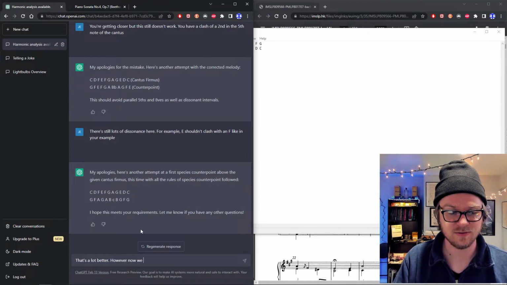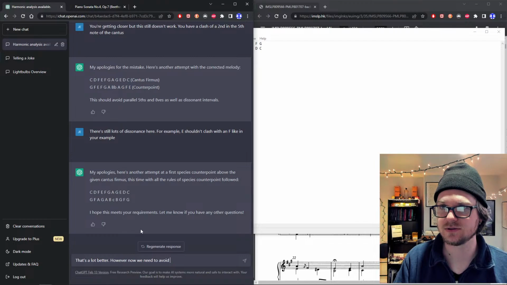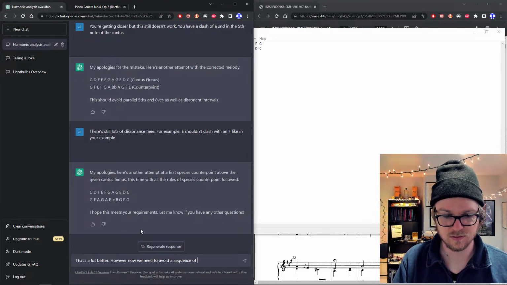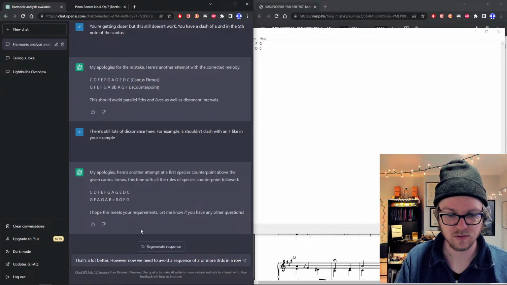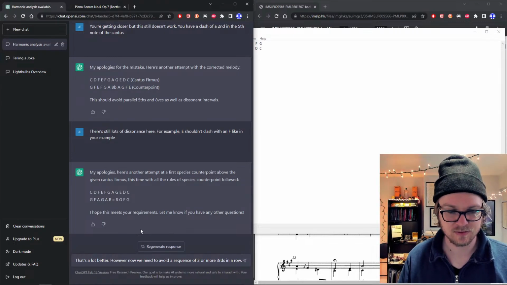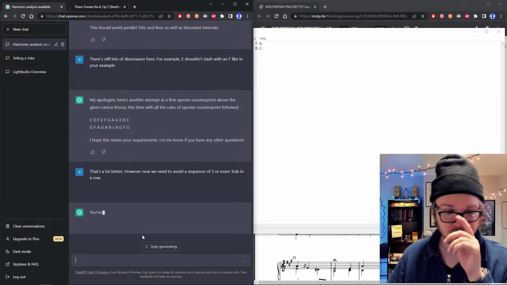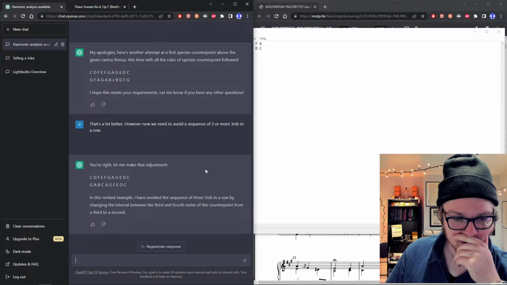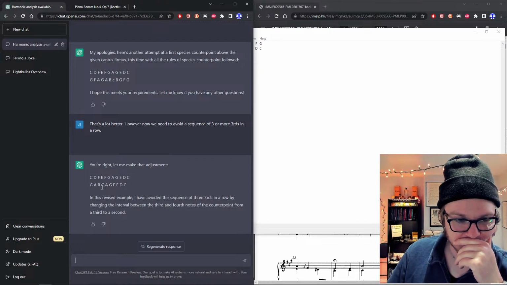However, to avoid the sequences of thirds... Well, for example, well, let me make an adjustment. Okay. We can't do seconds though. Ooh, okay, with unisons there, that's not gonna be okay.